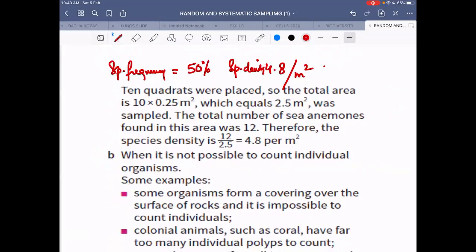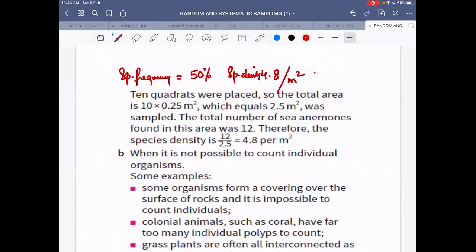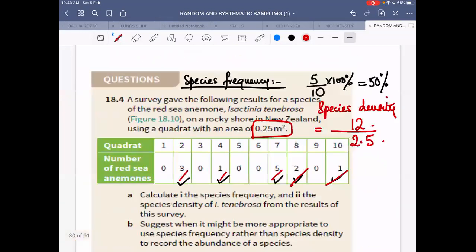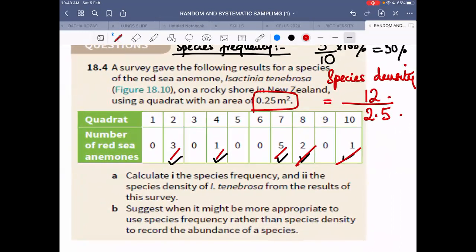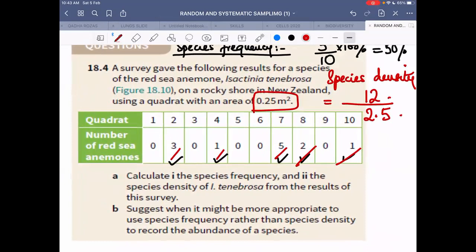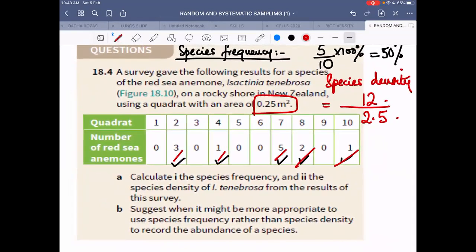Acha. Have all of you understood how to calculate species density and species frequency? Yes. Okay. Suggest when it might be more appropriate to use species frequency rather than species density to record the abundance of the species.